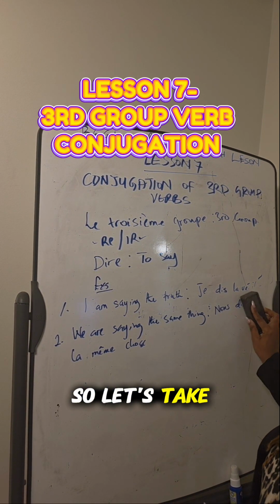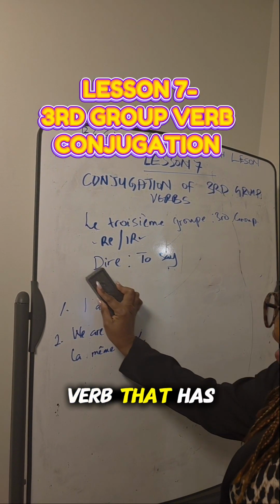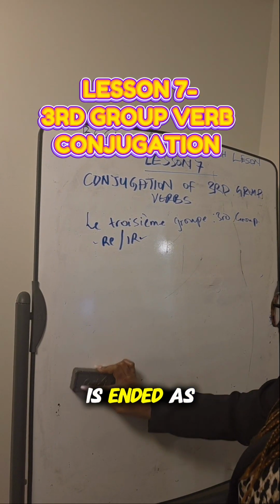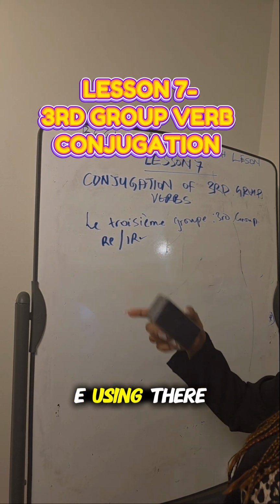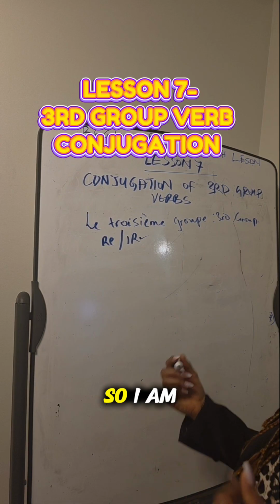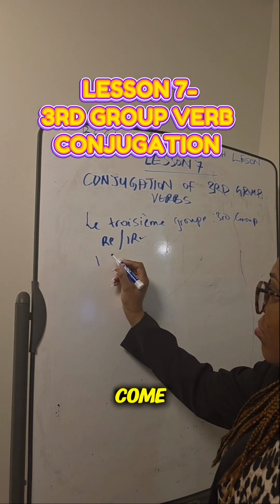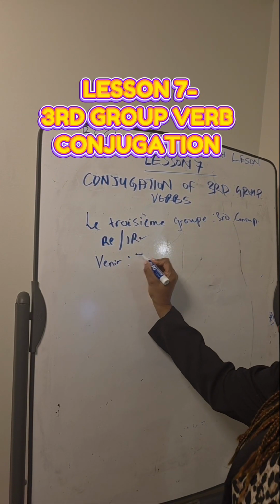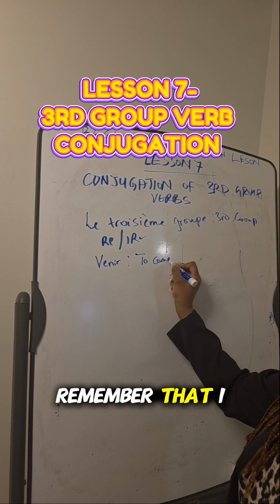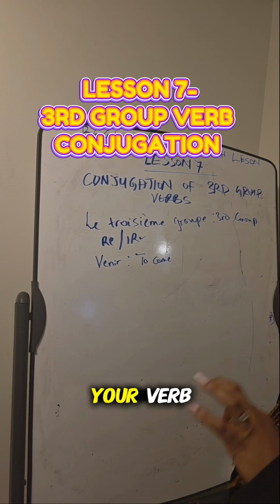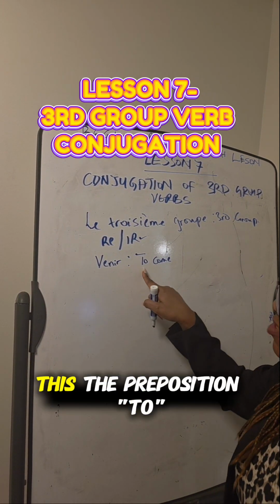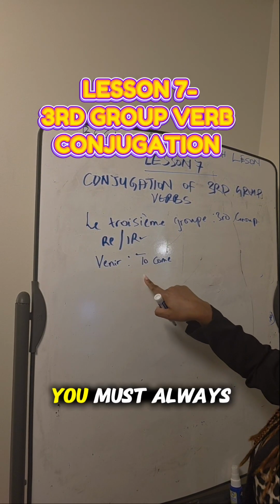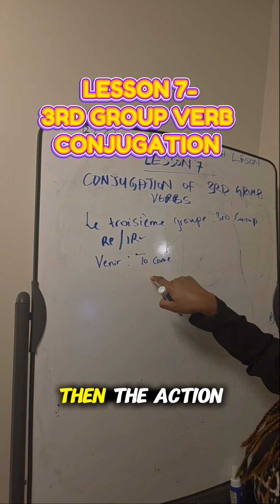So let's take a third group verb that has its ending as IR, having sorted the one that has its ending as RE, using dire as our example. I am going to use the verb to come, which we call in French venir. Remember that I had said earlier, when you're defining your verb, you must put "to" in the definition of the infinitive of the verb. You must always put the "to," then the action.